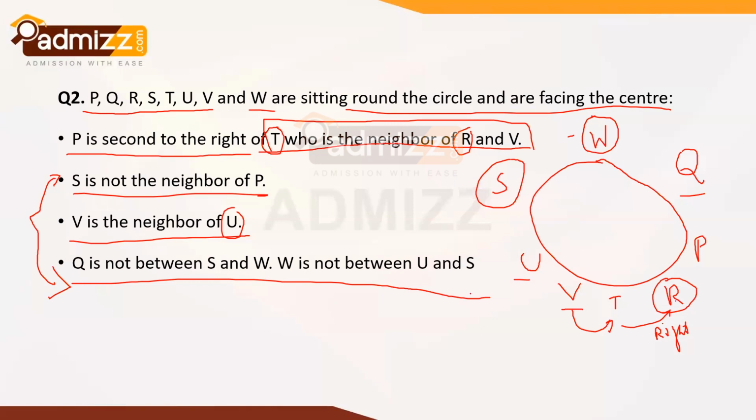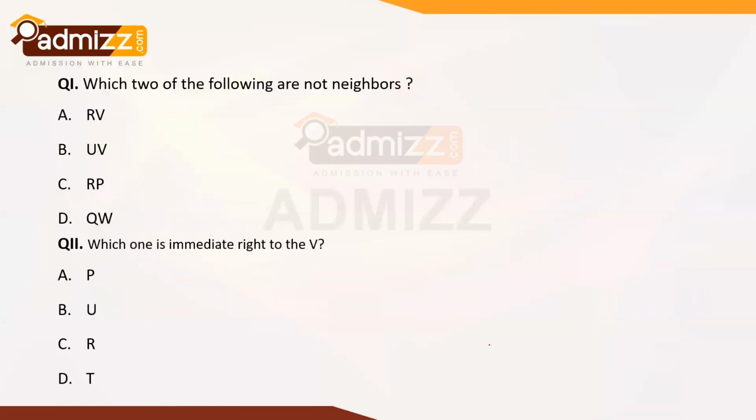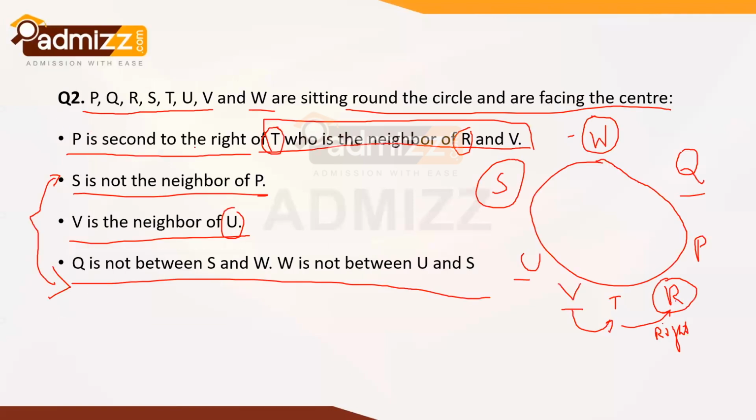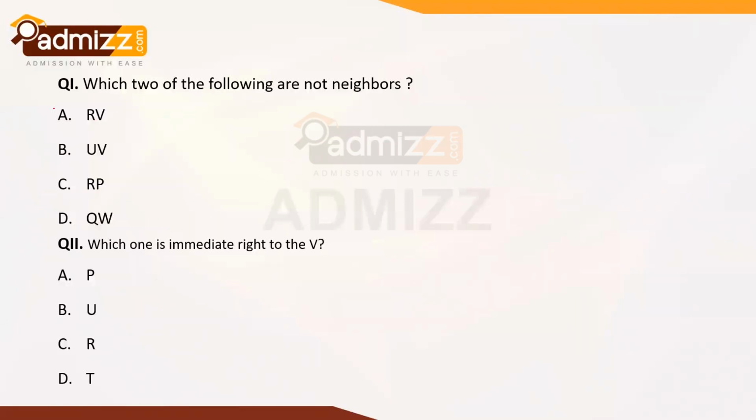Okay, absolutely. So this is the proper arrangement in this case, right? With that said, we'll be directly moving on to the problems. Which of the following two are not neighbors? Take a look at this. R and V, right? R and V are not the neighbors. So at first only we have arrived at the correct answer. R and V are not the neighbors.